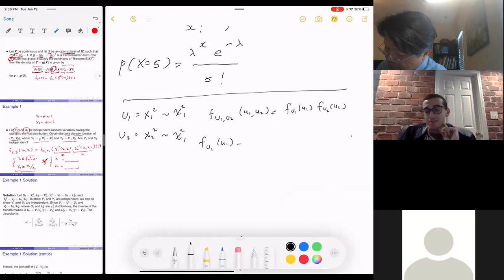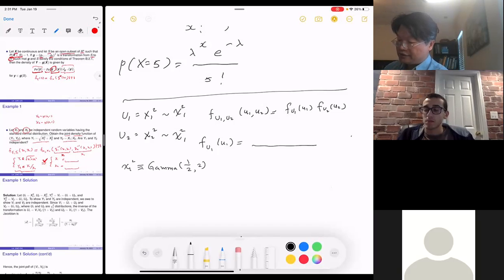So I think that U1 is what? Chi-square 1. So something we can learn right here: chi-square 1 is basically a gamma. Gamma what? Chi-square 1, alpha is a half, right? And then 2 for beta. Yeah, I think so.